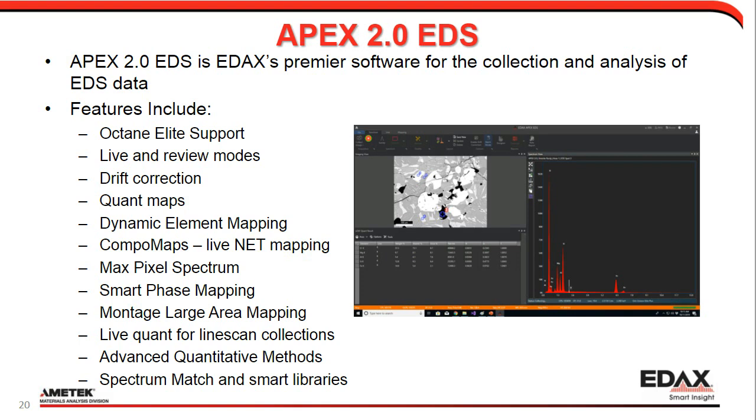The first thing I wanted to talk about is it supports Octane Elite detectors, which is our high-end detector series. I mentioned in the very beginning that we have a control panel to insert or retract the motorized detector. You can also turn cooling on or off and set count rate and threshold to automatically retract the detector to avoid a long exposure to very high X-ray counts.